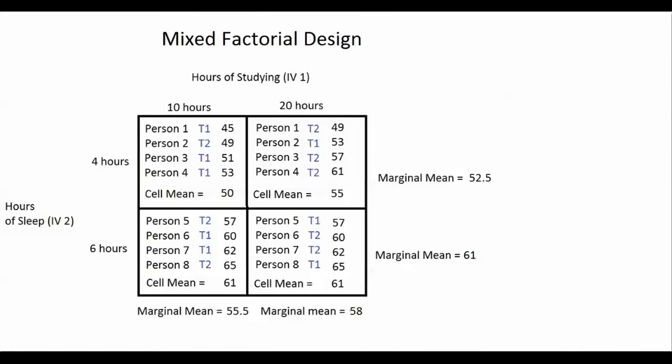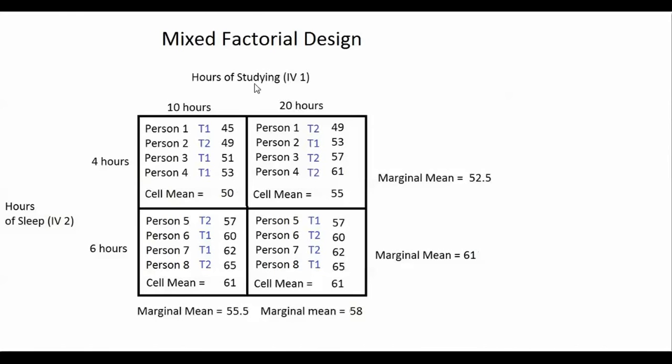Another type of factorial design is called a mixed factorial design. In a mixed factorial design, either each participant is assigned to one column or the other and goes through both rows, or a participant is assigned to one row or the other and goes through both columns.